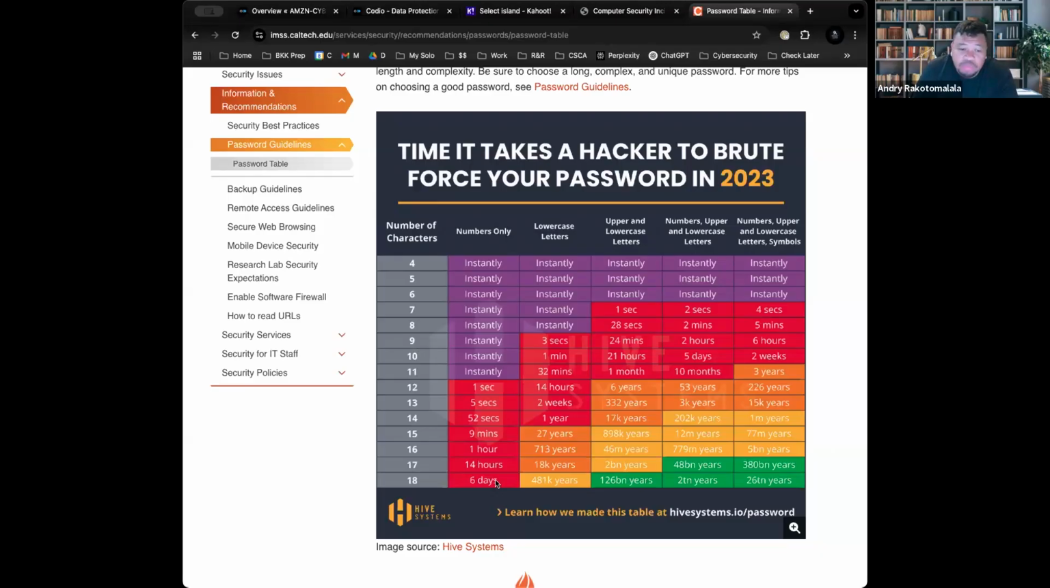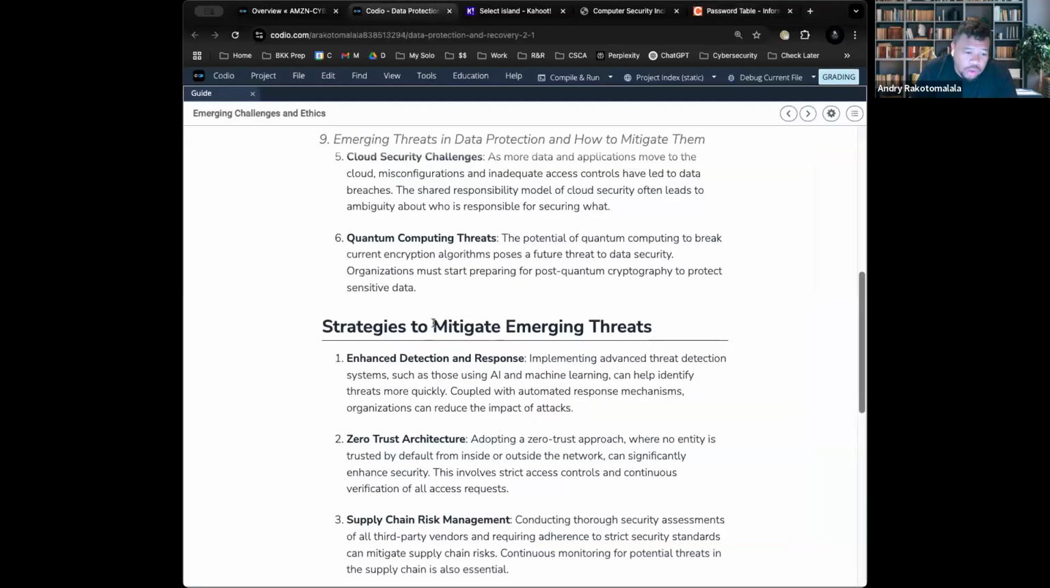Now, look how exponentially it grows if you don't just do numbers. If you do just lowercase, or even better, lowercase with a number and a symbol, it can take 26 trillion years. Why am I showing you this? Because a quantum computer can slash these numbers, I don't want to say in half, but a pretty good amount. They can do all these computations so much faster. So that's why quantum computing threats, a way to decrypt the information, is one of the threats that exists out there.